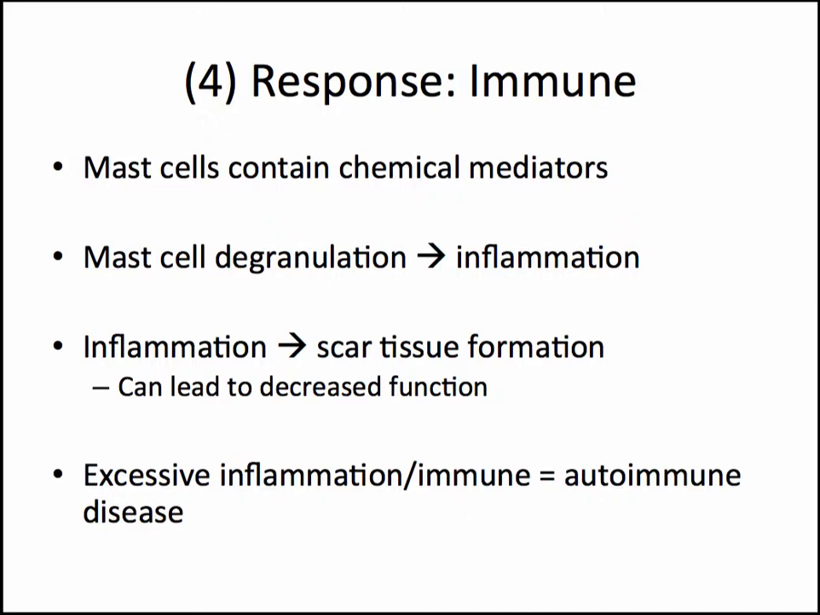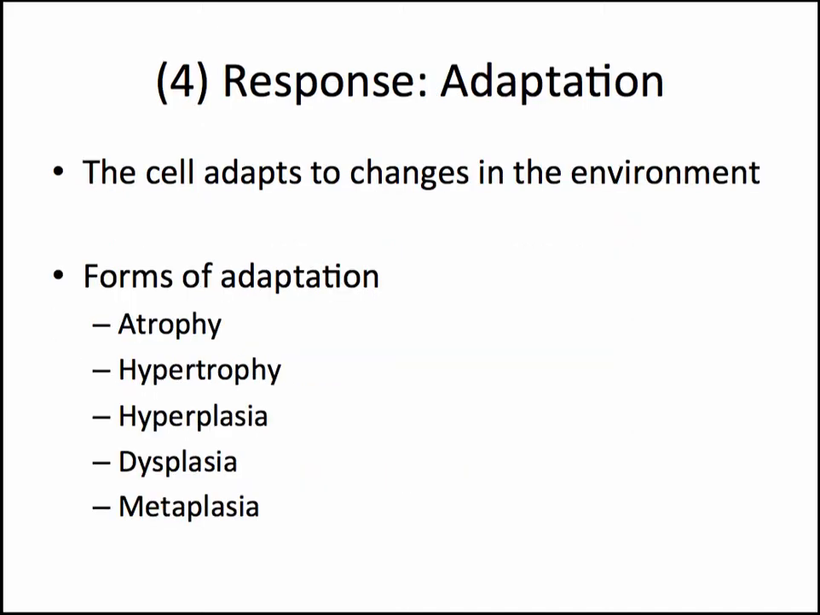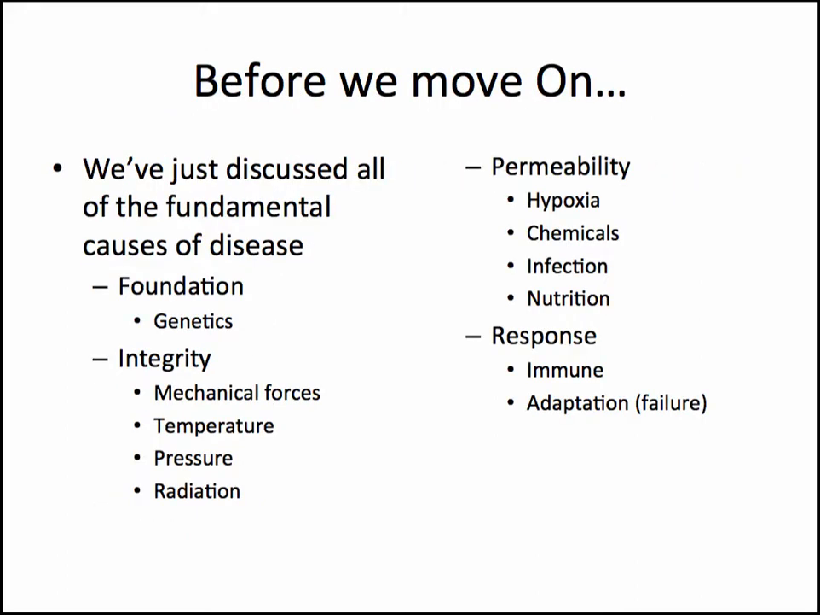So if there were a large amount of scar tissue on the heart, certain portions of the heart will no longer be able to contract. When inflammation is excessive, the condition is referred to as an autoimmune disease. The cell adapts to changes in the environment. There are 5 forms of adaptation: atrophy, hypertrophy, hyperplasia, dysplasia, and metaplasia.